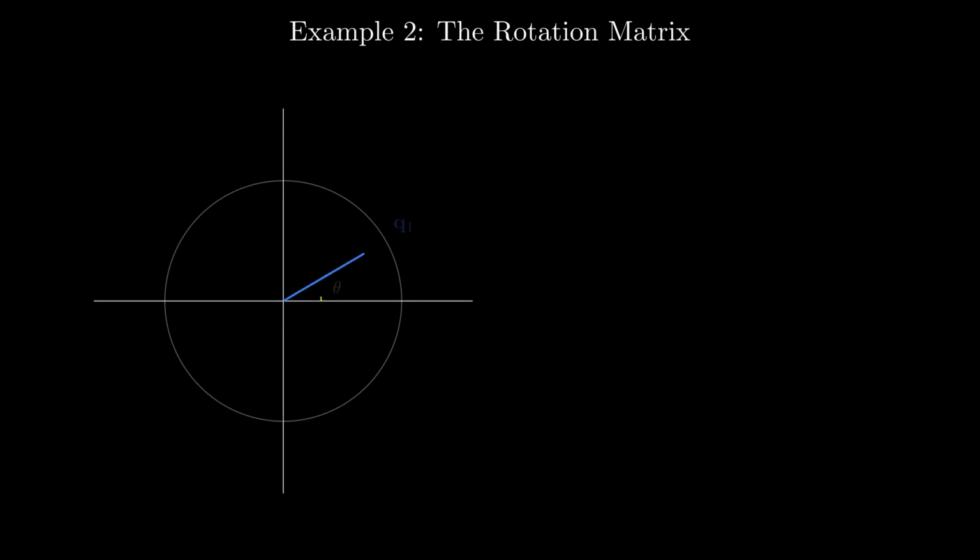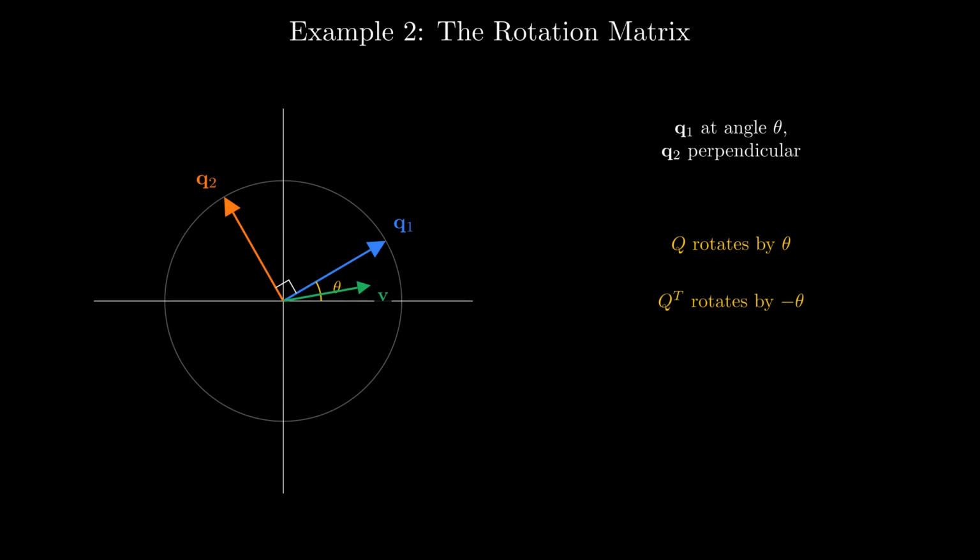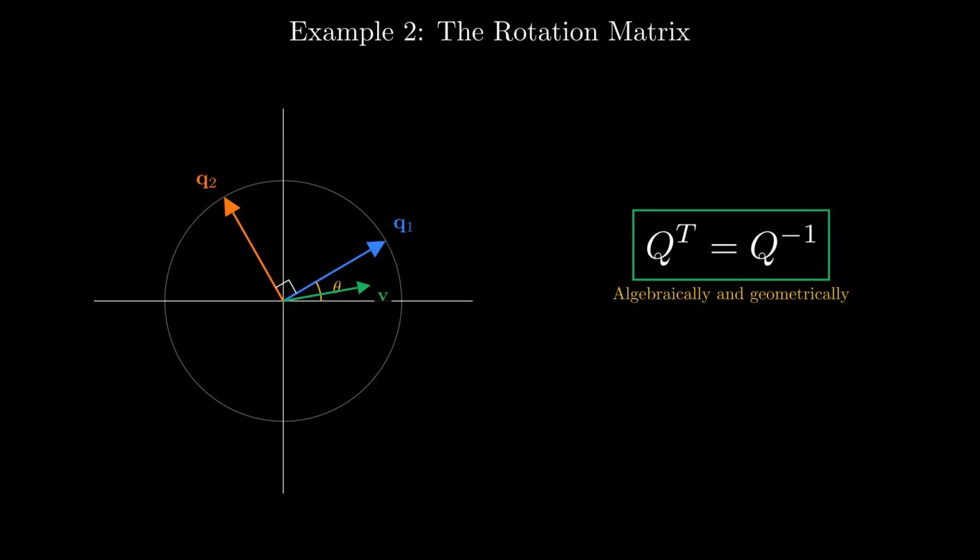On the unit circle, Q1 points at angle theta from the horizontal axis, and Q2 is perpendicular to it, rotated 90 degrees further. Geometrically, multiplying a vector by Q rotates it by angle theta. Multiplying by Q transpose rotates by negative theta, undoing the rotation. And that's exactly what the inverse does. So Q transpose equals Q inverse, and we can see this both algebraically and geometrically.